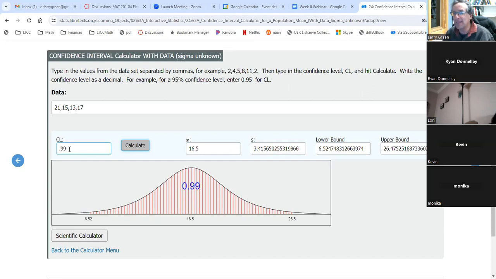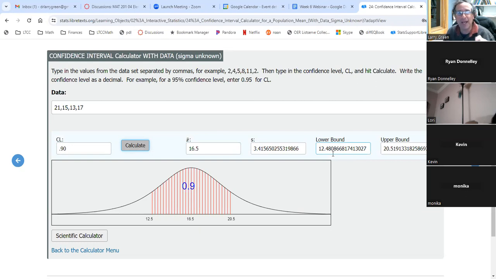And by doing that, it's kind of a give and take. You get better confidence, which sounds good, but you get a wider margin of error. On the other hand, if I want 0.9, 90%, and I hit calculate, now I have a smaller margin of error, 12.5 to 20.5. So what's good is we got a smaller margin of error. The problem is now there's a 10% chance that we're wrong. So there's a bigger chance of being wrong. Do you see how that works?